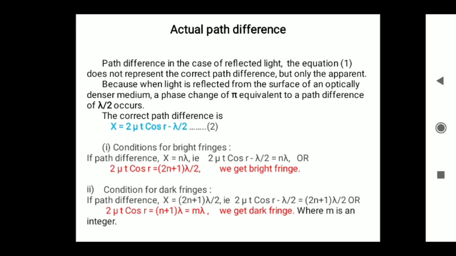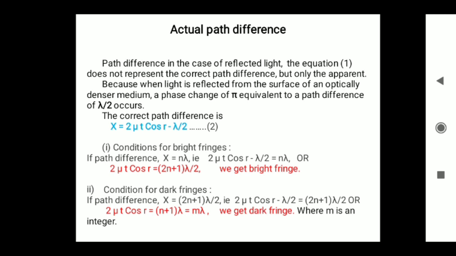But in case of reflected light, equation 1 does not represent the correct path difference, because when light is reflected from the surface of an optically denser medium, a phase change of pi or a path change of lambda by 2 occurs. Here, the first wave undergoes a path change of lambda by 2. Hence, the correct path difference is given by x is equal to 2 mu t cos r minus lambda by 2. Then let us discuss the conditions for bright and dark fringes.